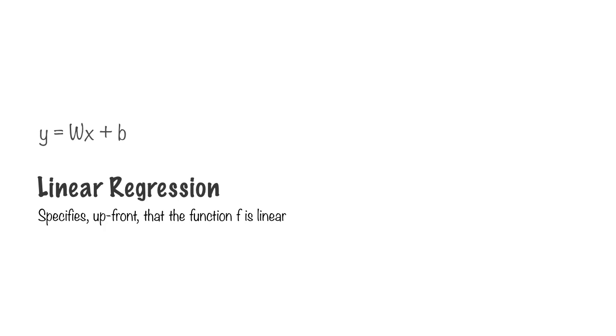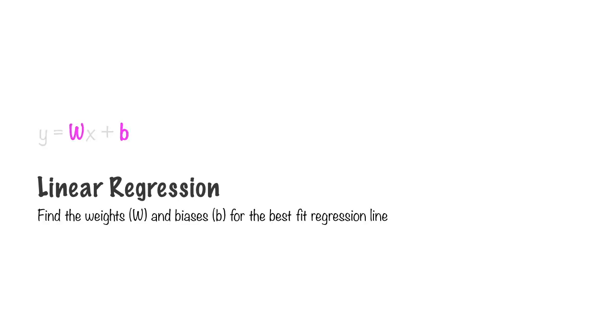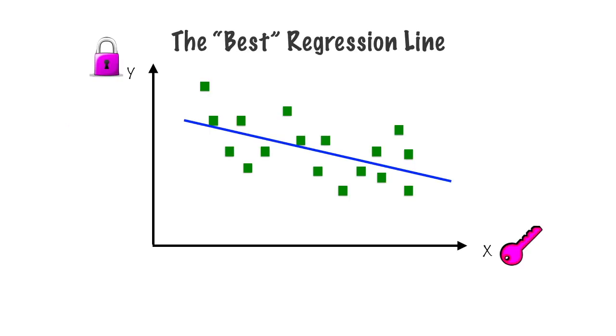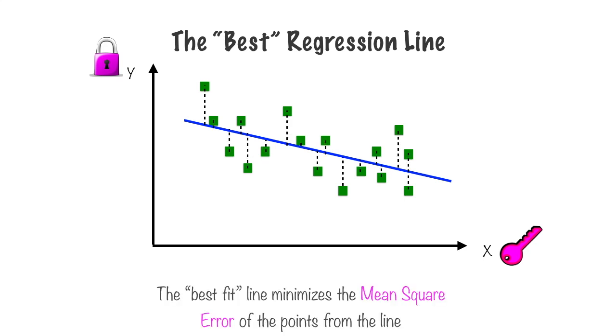Once again, we'll work with a simple linear regression example because it is a very simple formula which connects the inputs to the outputs. Y is equal to Wx plus B. The training process for linear regression is responsible for finding those parameters W and B which give us the best fit regression line. And the best fit regression line is defined as that line which minimizes the mean square error of all the points from the line.